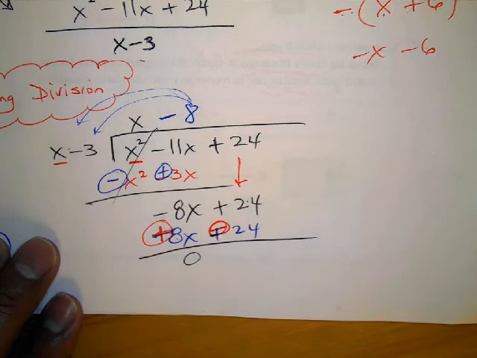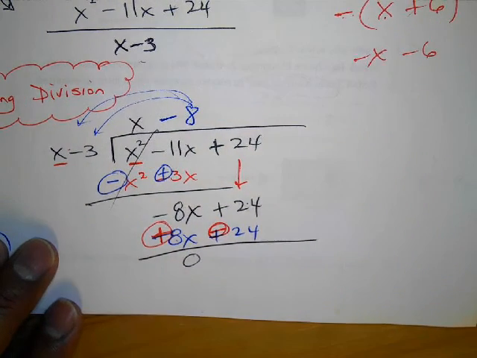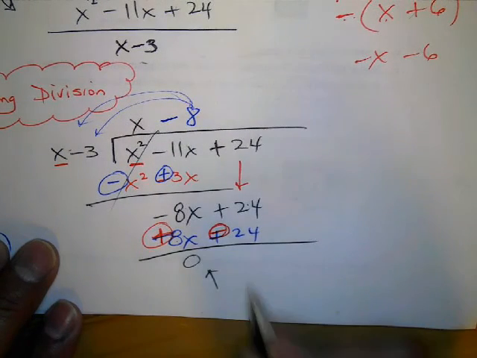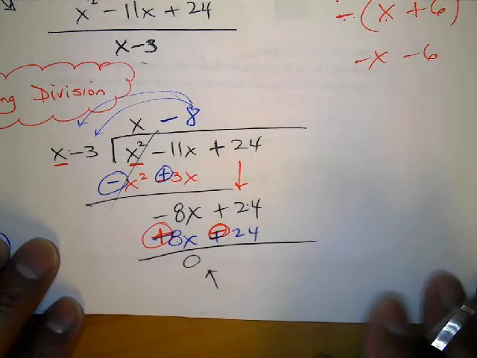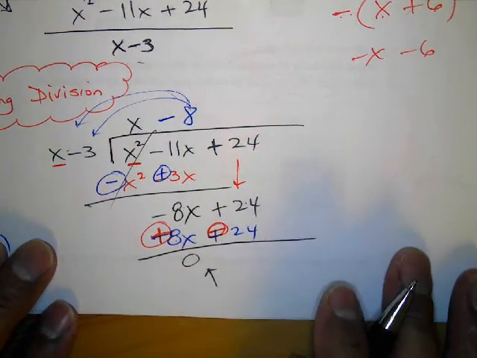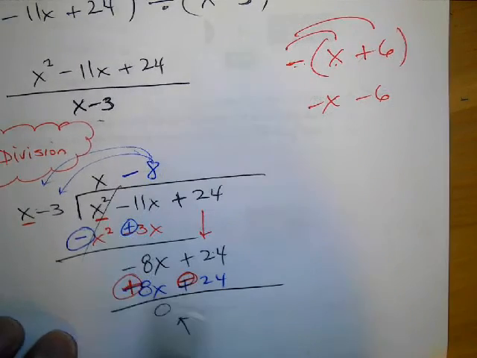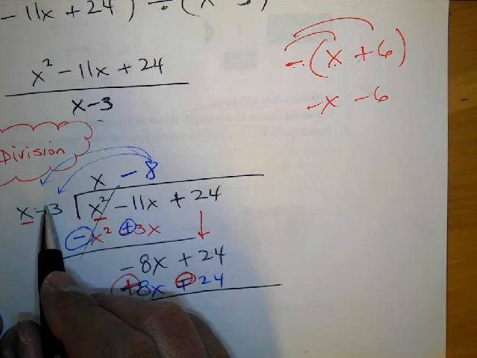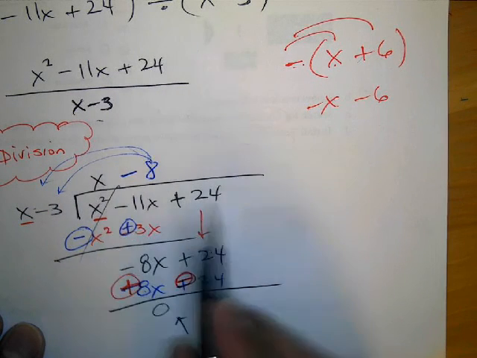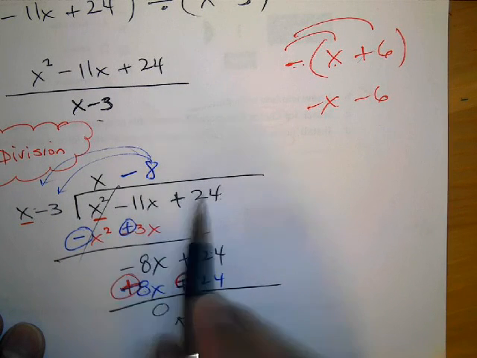All right. Now let's add this. What's a negative 8x and a positive 8x? That's 0. Positive 24, take away 24. Well, that's also 0. So your remainder is 0. Ooh, this is key. This is something key right here when the remainder is 0. Remember what I talked about earlier? What does it mean when the remainder is 0?